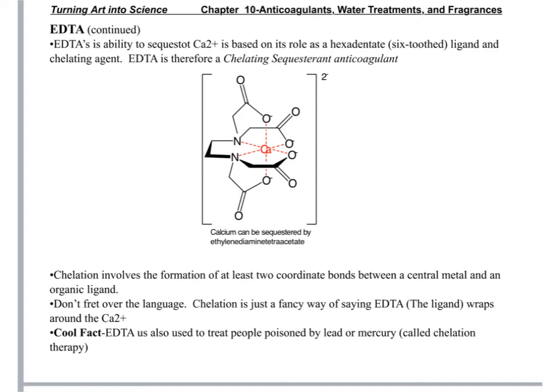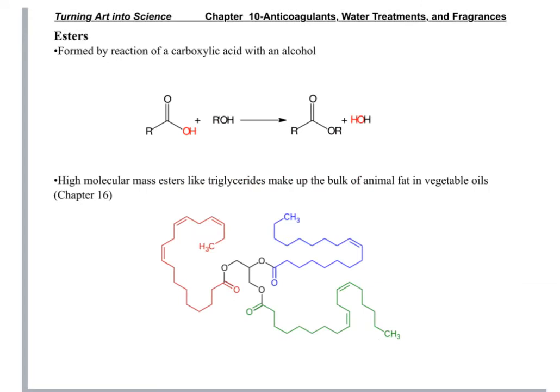So EDTA is able to sequester the calcium ion, and it's also going to act as a chelating agent. Chelation is just a fancy way of saying that it wraps around the calcium ion. Interesting as well is that EDTA is used for lead or mercury poisoning because it helps get rid of those heavy metals, and it's called chelation therapy.